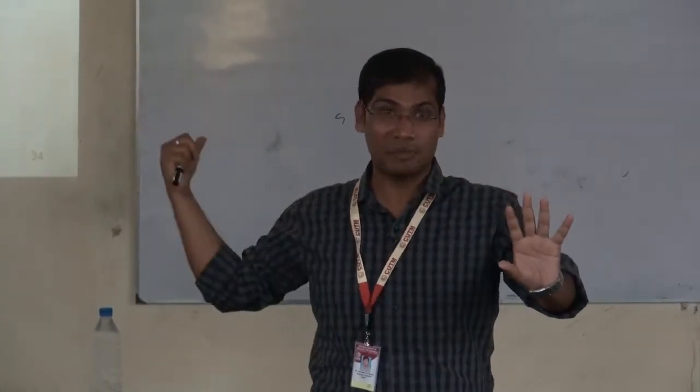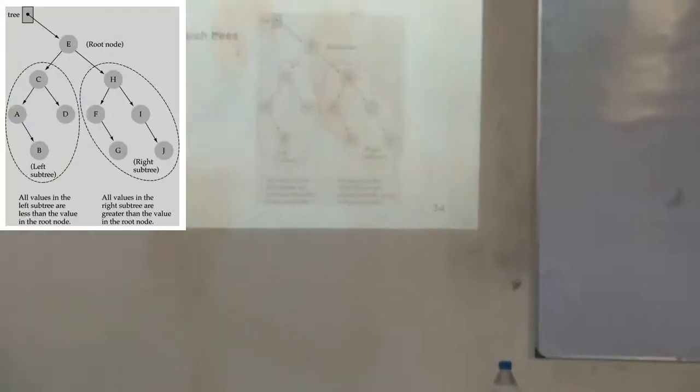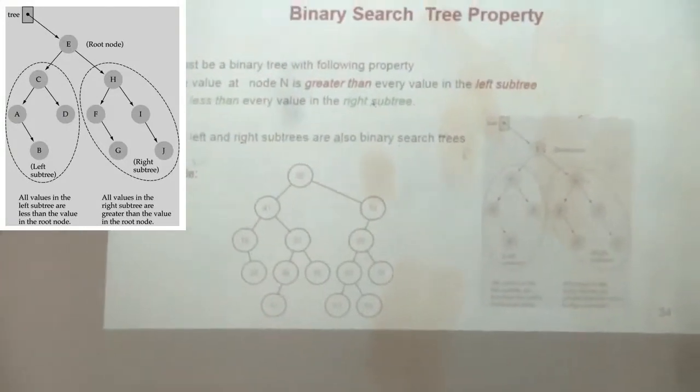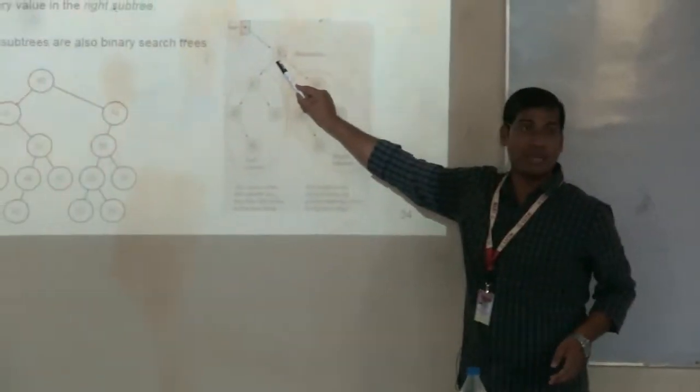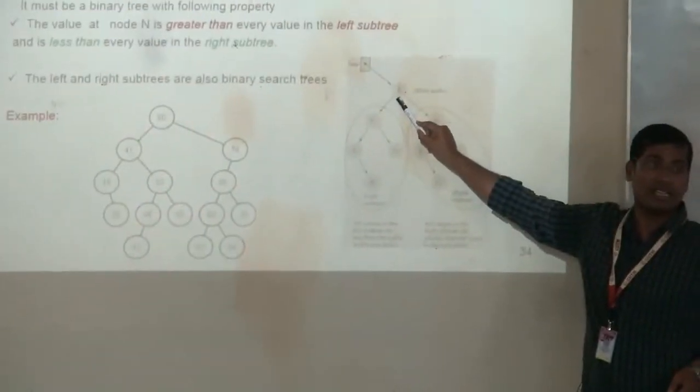Binary tree plus search property, special search property is binary search tree. Okay, very quickly you say this is BST or not. This is BST or not. This is my root, this is my root E. What is the key? E.